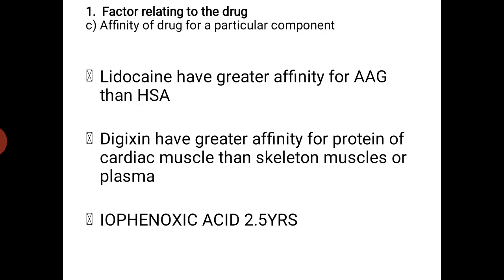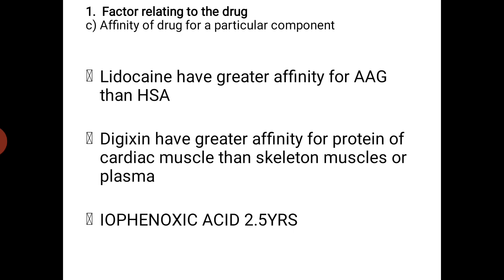That's it. The third one is affinity of the drug for the particular component. We know drugs bind with the protein based on its affinity. The one having higher affinity will bind faster, and the dissociation of the protein drug complex is based upon the affinity. If the drug has high affinity with a particular protein, it takes a long time for dissociation. Example is this one. Lidocaine has a greater affinity for alpha-1 acid glycoprotein than for human serum albumin. Digoxin has a greater affinity for protein of cardiac muscle than for skeletal muscles or plasma.